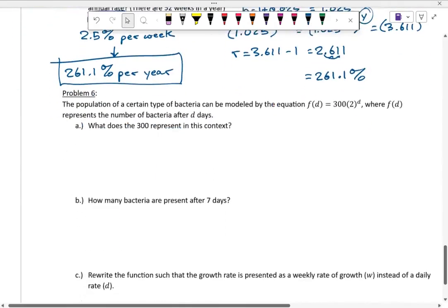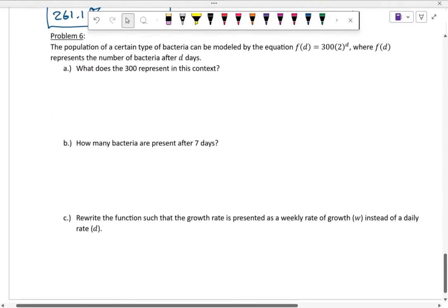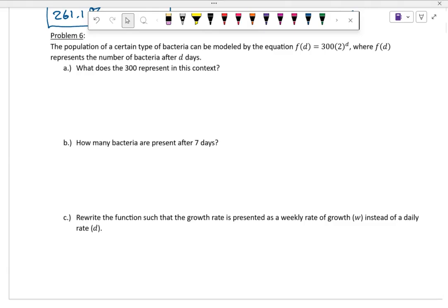So let's go ahead and look at problem number 6 and finish that one out. We have the population of certain bacteria can be modeled by the function f of d equals 300 times 2 to the d, where f of d represents the number of bacteria after d days. So we're using d up there for days. What does the 300 represent in this context? Well, as we have seen, that is in the form a times b to the x. a is always our initial value. So 300 is the initial amount of bacteria.